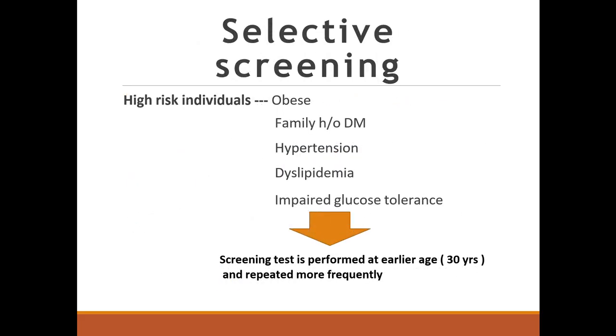Selective screening. High risk individuals, persons who are obese, or persons with family history of diabetes mellitus, persons with hypertension, dyslipidemia, impaired glucose tolerance. The screening test is performed at an earlier age, that is, at about 30 years, and repeated more frequently.